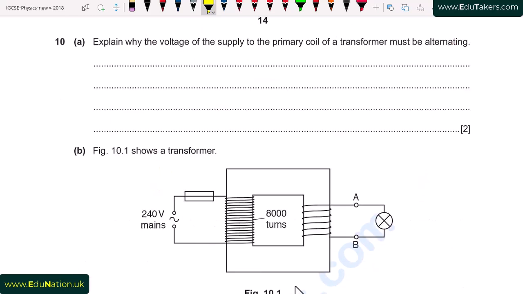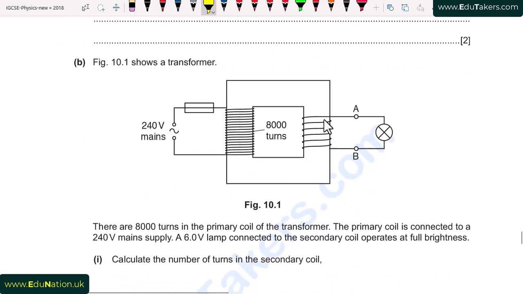Question number 10, part A. Explain why the voltage of the supply to the primary coil of the transformer must be alternating. So here we have to explain why the voltage is alternating. First of all, there is a transformer shown in figure 10.1. We can see from here that it has two coils, one is the secondary coil and one is the primary coil.